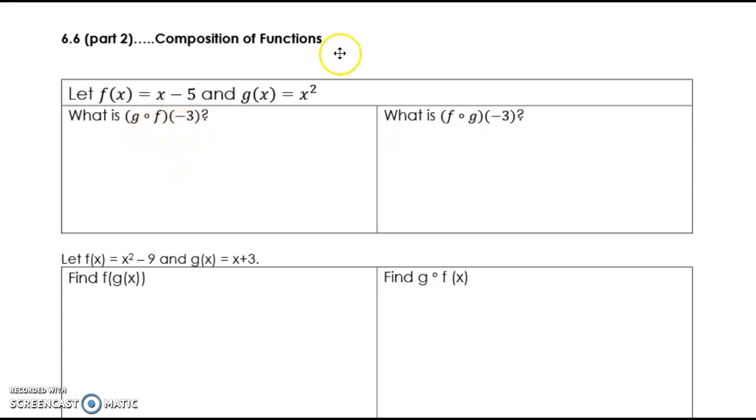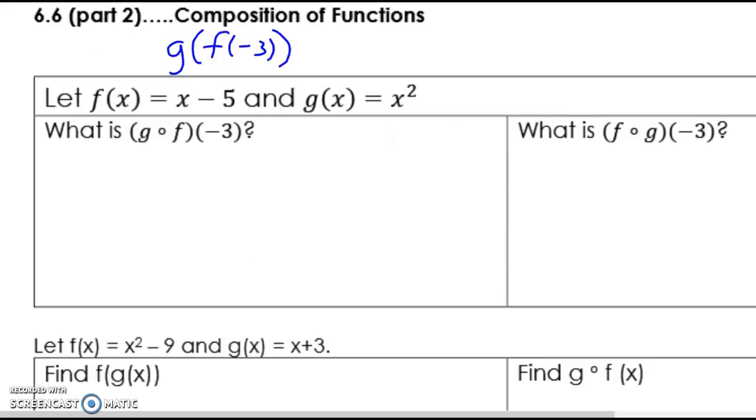Okay, so another way to write this would be g of f of x. So it's like we want to plug in, or g of f of negative 3. We want to plug in negative 3 to the inside there, to the f function, and then we're going to take that answer and plug it into the g function. Okay? So let's go ahead and we'll just kind of color code this. So we'll go g of f of negative 3. So we're going to figure out what f of negative 3 is first, and then take that answer and plug it into the g equation.